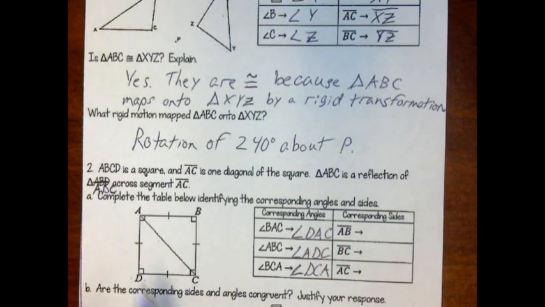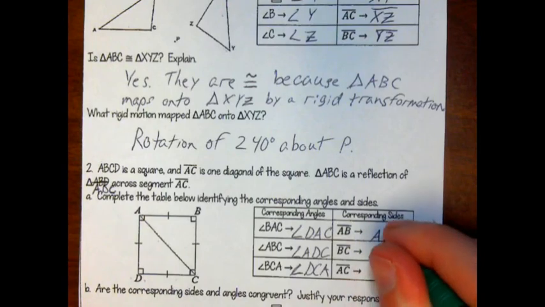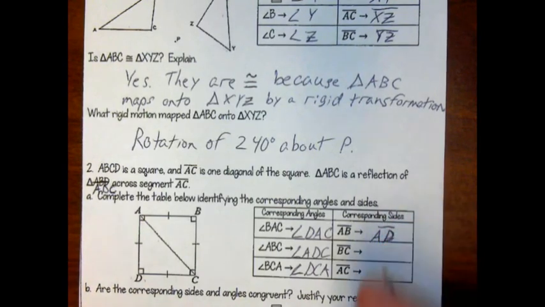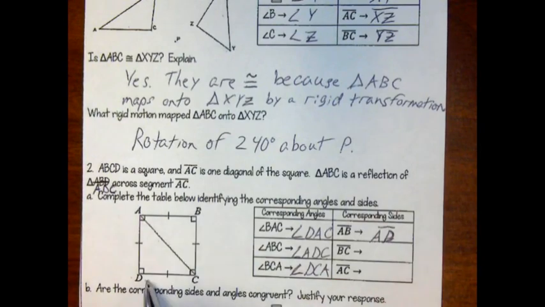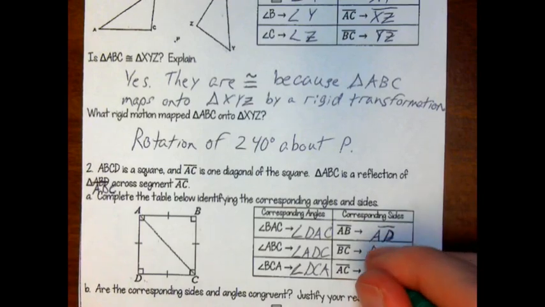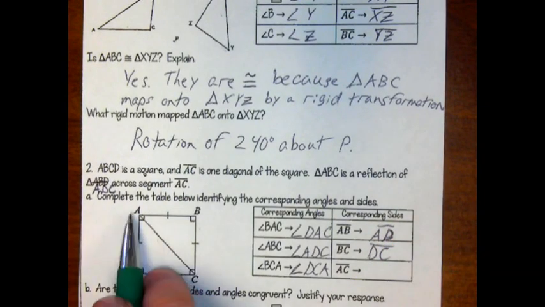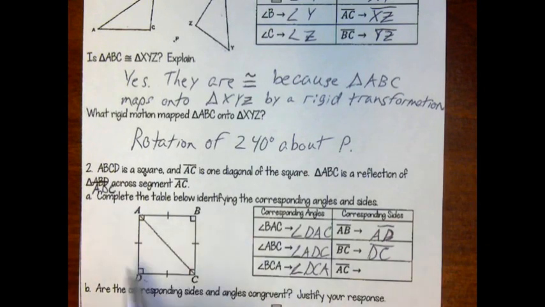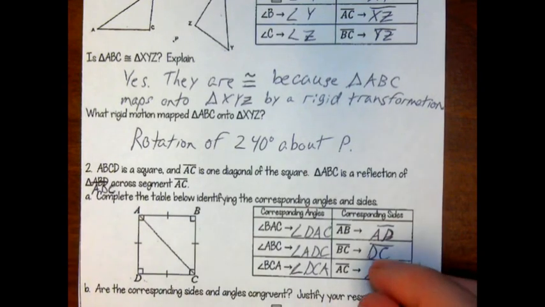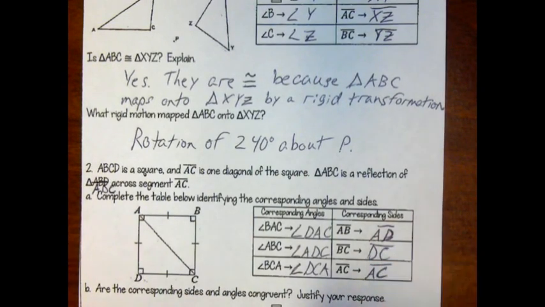Now, what about the sides? Side AB would fold here and become side AD. Side BC would fold over onto side DC. And side AC would be reflected onto itself. It would be the same side in both triangles.